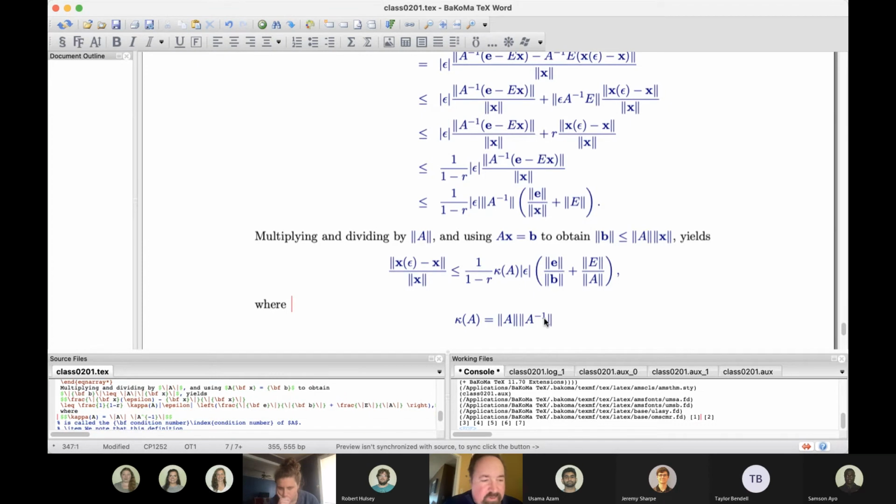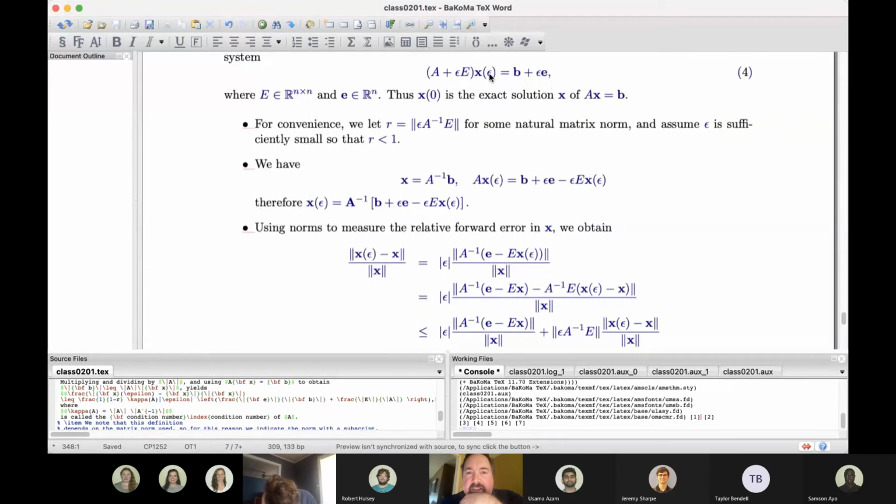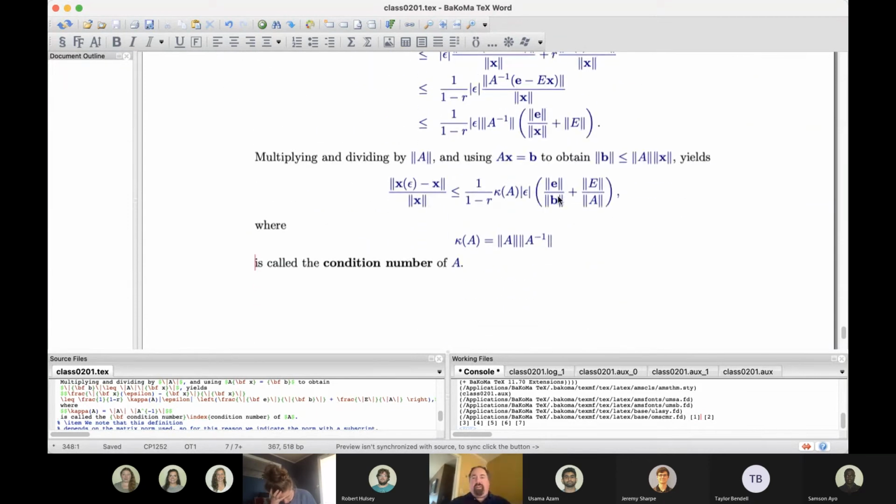which is the norm of A times the norm of A inverse. That is called the condition number of A. And that's times the relative change in the right-hand side, little e over B, plus the relative change in the matrix, capital E over capital A. So whatever changes we made to A and B, it's the norm of those changes divided by the norms of what we're changing in both cases. However much the system changed, that gets amplified by the condition number. So a condition number gives us a measure of sensitivity: how much the solution changes in terms of how much the problem has changed.